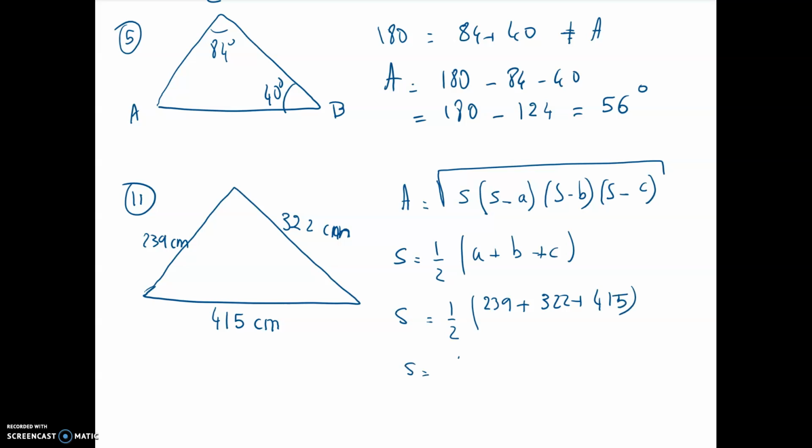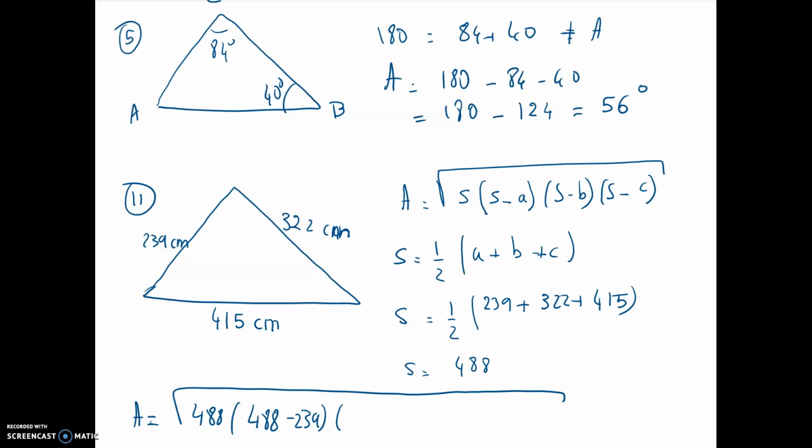And S is equal to 488. Now I know S, I can calculate A as equal to the square root of 488 times 488 minus 239 times 488 minus 322 times 488 minus 415. And I'm going to do the calculation for you. And so now the answer is 38,300. My apology, 38,372.9, so almost 73 square centimeters.